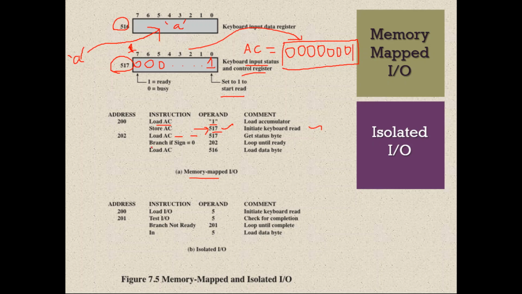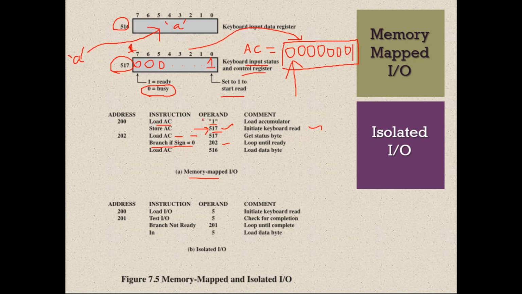Here what we are checking is branch if sign is equal to 0. The sign bit means the most significant bit, which is always called the sign bit. So if sign is equal to 0, go to 202. Sign is 0 means what? If this bit is 0, the keyboard is busy. Still it is reading. The read is not completed. Still A has not come to the data register. So it means go to 202. What is 202? Once again load accumulator with 1, and once again store accumulator to 517.